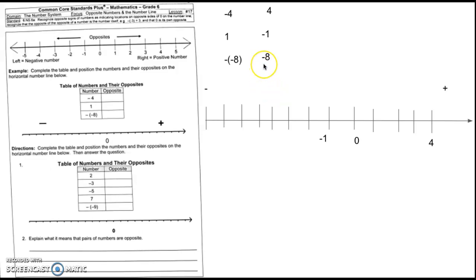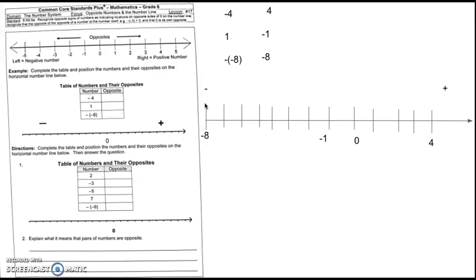Same thing for -8. We can't just put it wherever we want. We need to find the 8th spot to the left of the 0. So 1, 2, 3, 4, 5, 6, 7, 8.